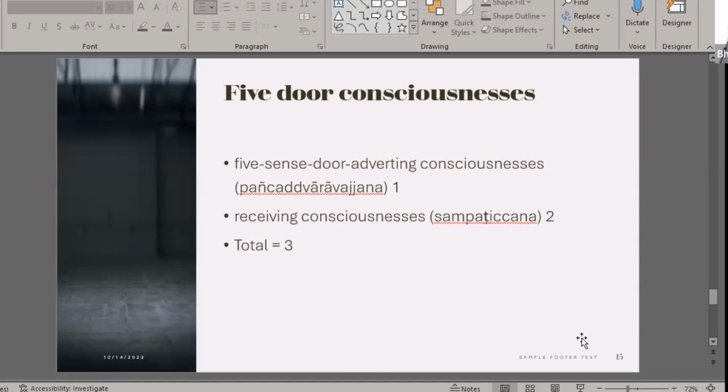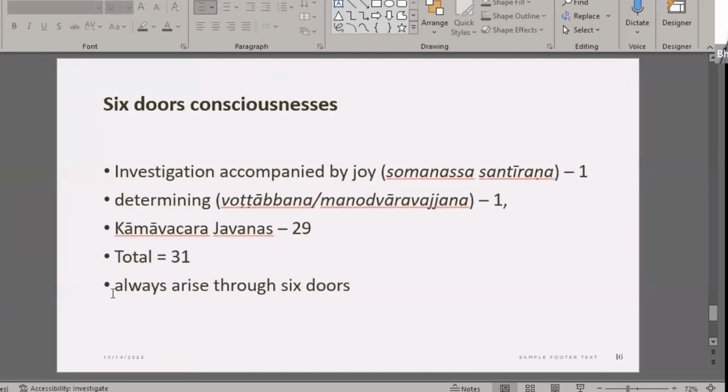Up to now we have learned one door consciousness, 36, and 5 door consciousness, 3. Now the remaining is 6 door consciousness. Now let's try. Here you have to pay attention, because it's quite difficult.